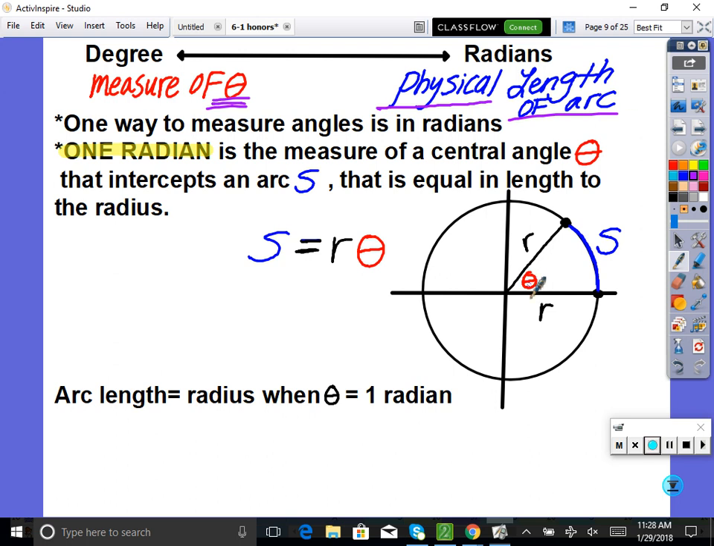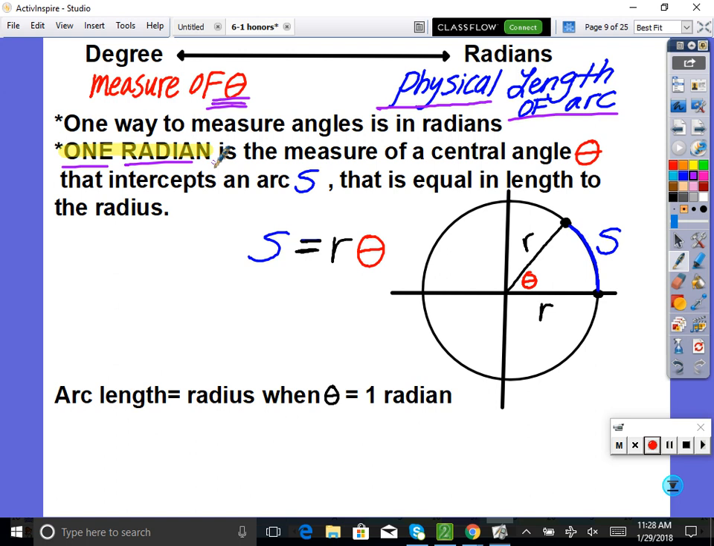So look at my picture right here. This would be my angle, and this is my length of my arc, which would be my radian. So this angle opens up on this arc. One is the physical length, one is the degree measure. Engineers are using the physical length, where mathematicians use the degree measures a lot of times. Okay, so 1 radian, where does that come from? I'm going to explain right now.